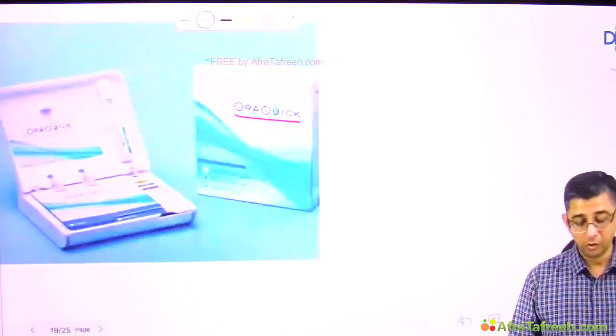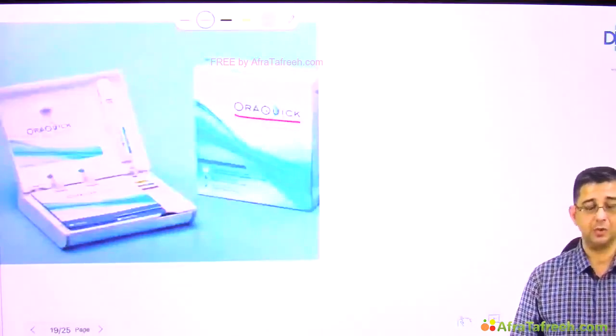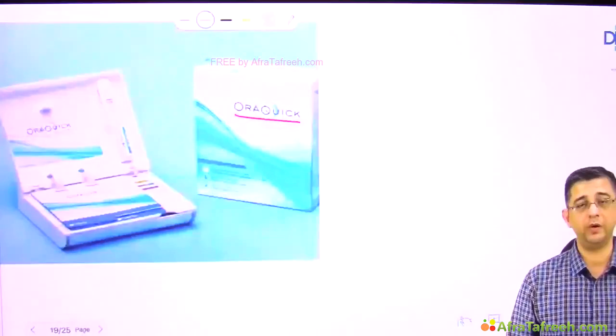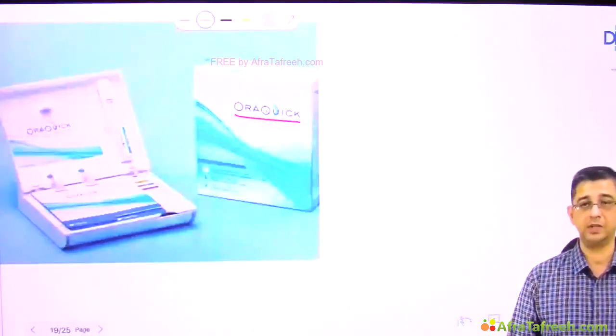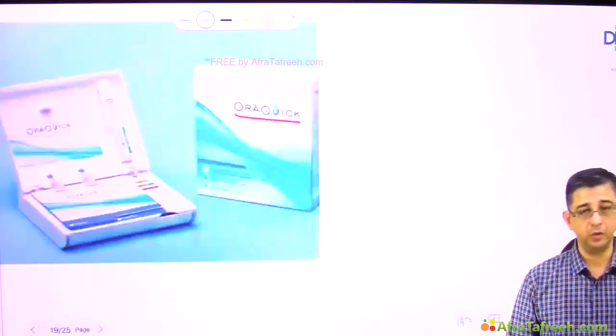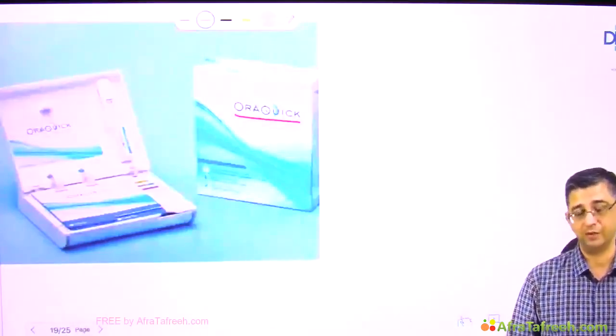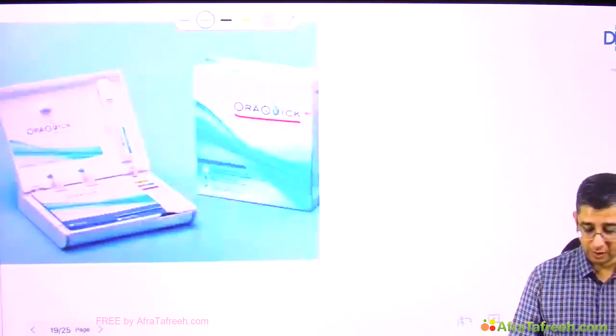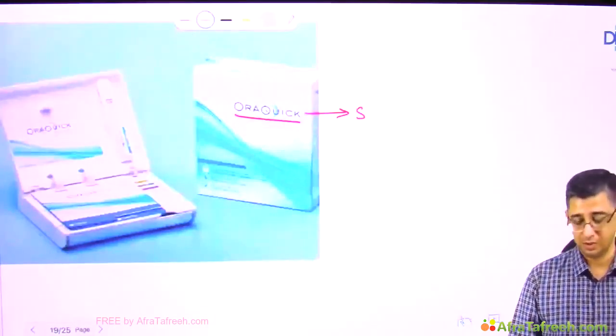Now, who are the groups where you would use this? You see, some people who have actually got the infection might feel very shy walking into a laboratory and getting themselves tested. They will say that everybody will come to know of it. The laboratory technician belongs to my community. Maybe he will spread the news around that I was getting tested for HIV. So different people, different reasons. So OraQuick is a test which can be done by the patient at home if he suspects that he is exposed to HIV virus.